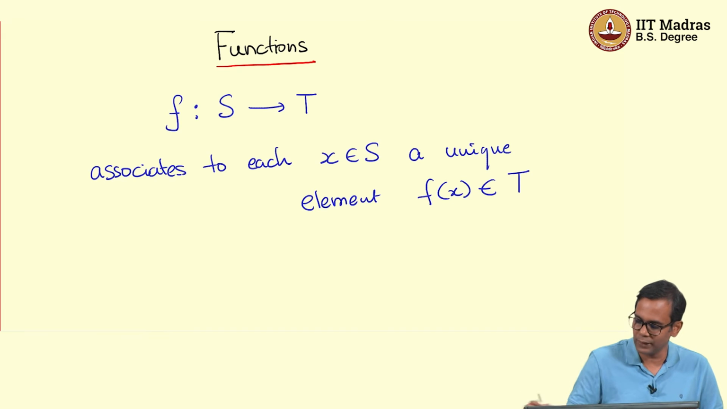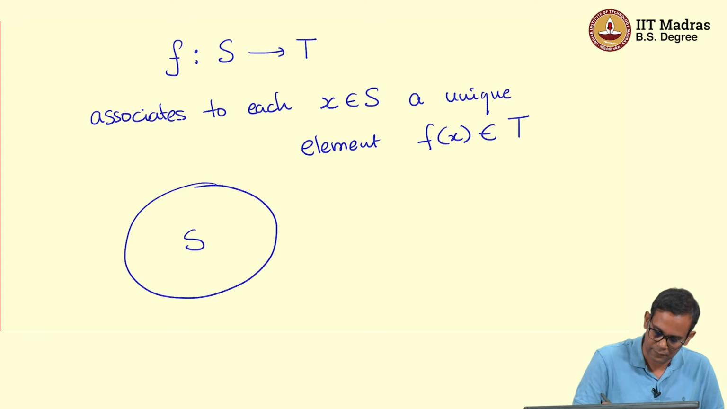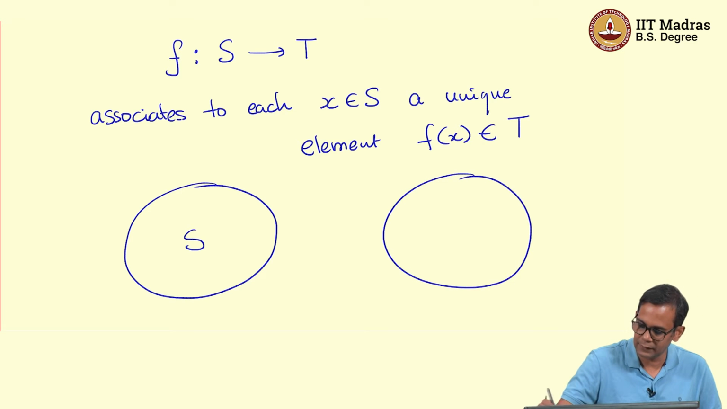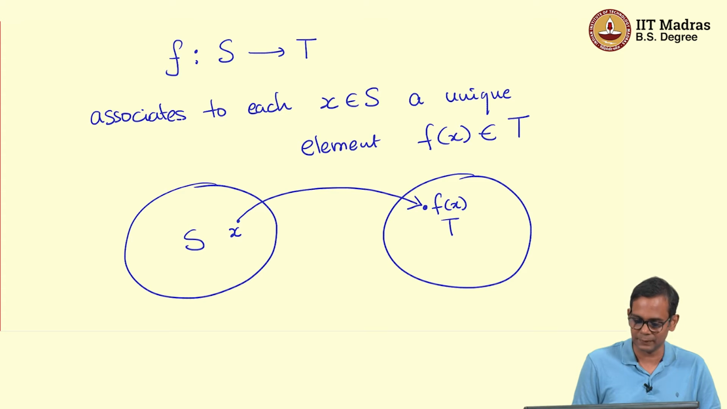Visually you can think of it as you have the set S, you have the set T, and what the function does is it takes each point x in S and gives you a point f of x in T. It does this for every point in S. Maybe the best way to understand this is to have some examples.